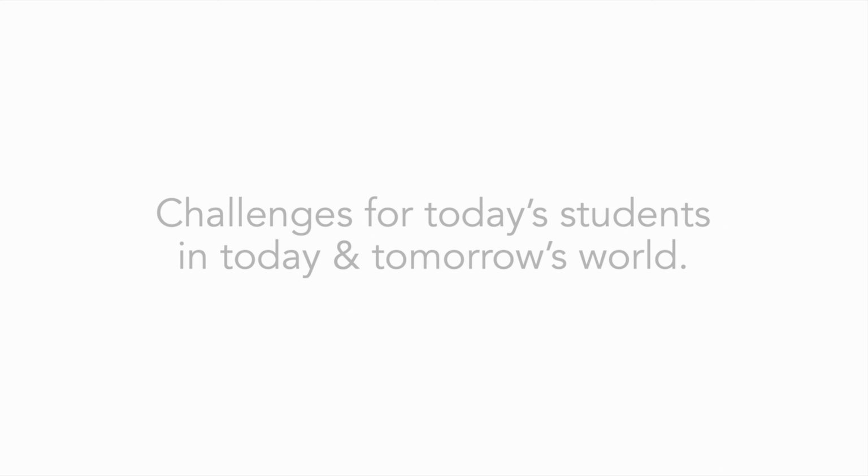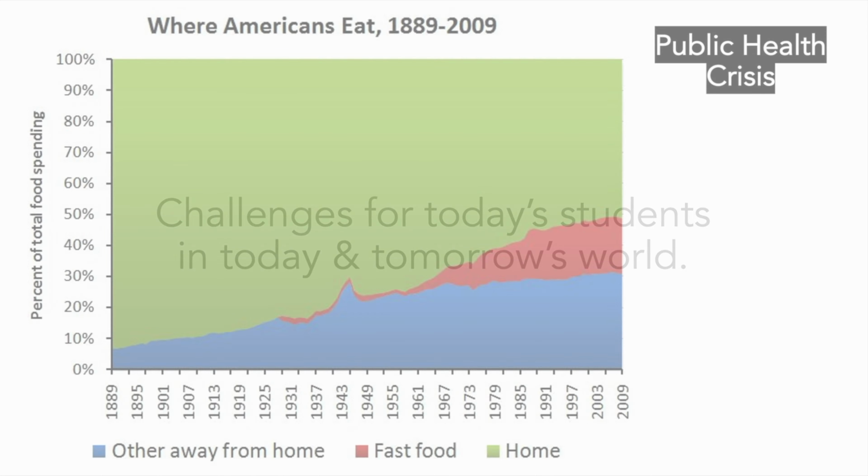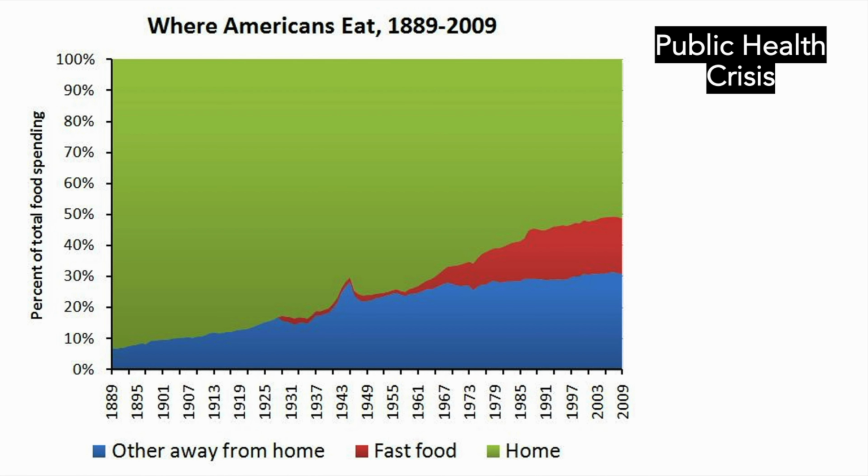Challenges for today's students in tomorrow and today's world. The public health crisis is an example of a linear system. Since the 1940s, fast food has exploded in Western nations, particularly the United States. From this chart, you can see cooking at home has contracted while Americans eating out and eating fast food in particular has completely ballooned. And the public health crisis has a direct correlation to the deviation from normalcy from us producing food in our homes from local sources.